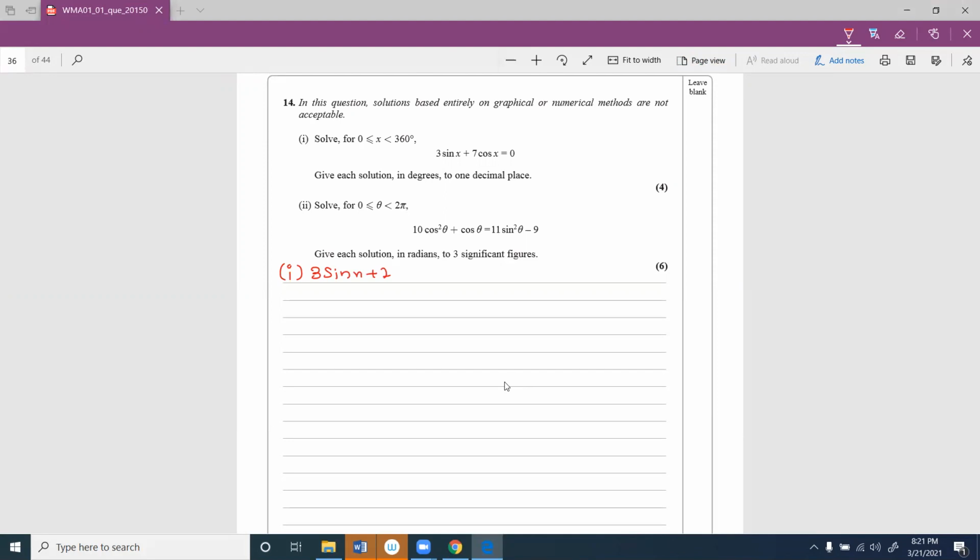Okay. Yeah, the only format we know is this bit, cos x not equal to 0. I will divide everything by cos x. Then I can make tan x over here. 3 sin x over cos x plus 7 cos x over cos x. 0 divided by anything is nothing. So it turns out to 3 tan x plus 7 equals 0. Therefore, you get tan x equals minus 7 over 3. Then x equals tan inverse of minus 7 over 3.